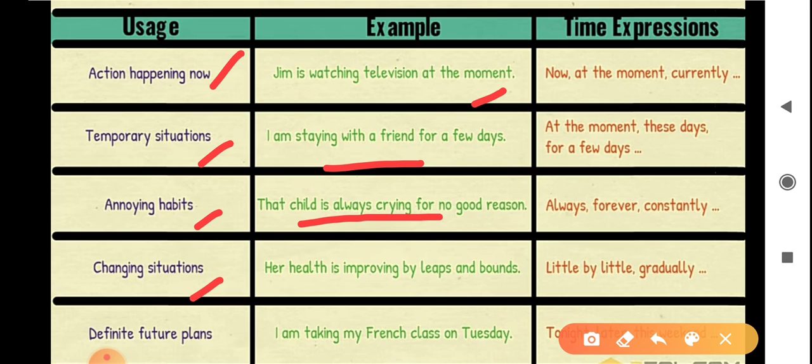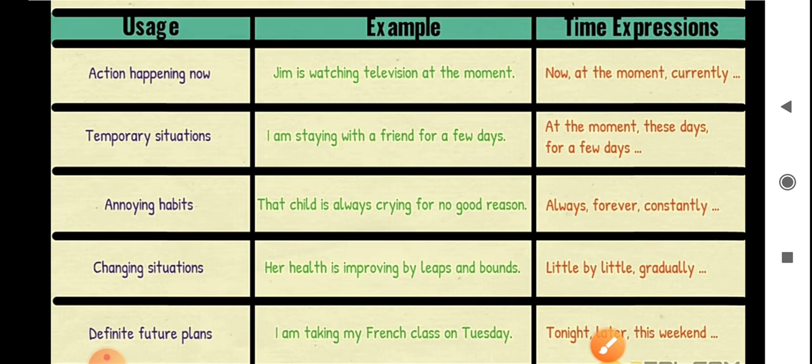For changing situations, we use present continuous tense. Her health is improving by leaps and bounds. Definite future plans. If we have definite future plans, we always use present continuous tense for expressing those plans. For example, I am taking my French class on Tuesday.